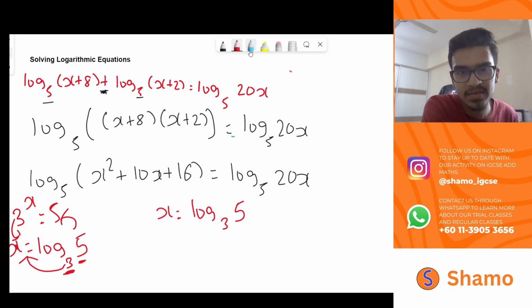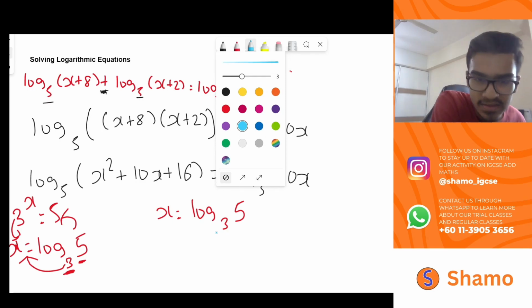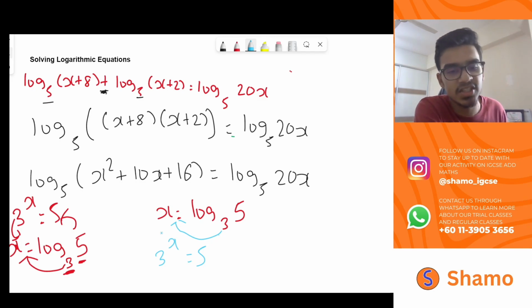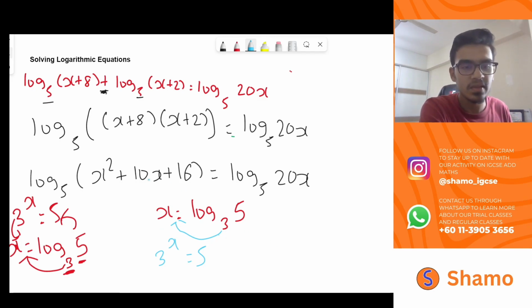essentially what happens is that this 3, okay, it has divorced with the 5, it marries the x, so the 5 is all alone, so it becomes 3 to the power x equals 5. Okay, the 3 and the 5 broke up, the 3 hooked up with the x, so it becomes 3 to the power x equals 5. That's just, essentially, I'm doing the opposite, okay.